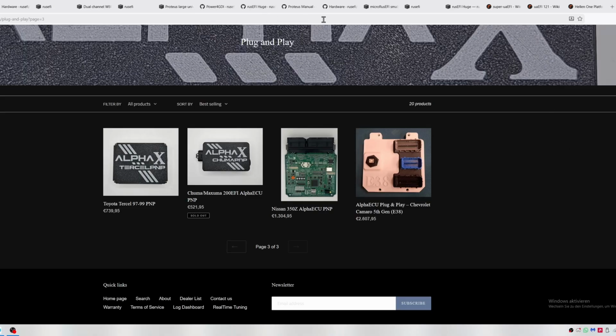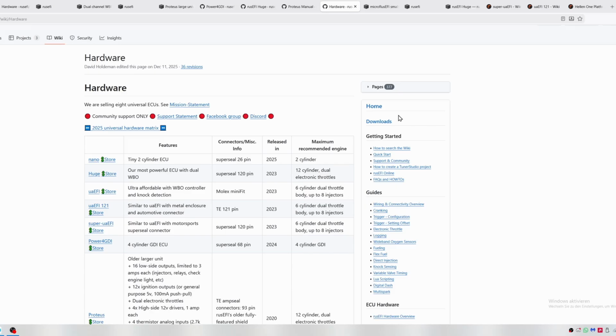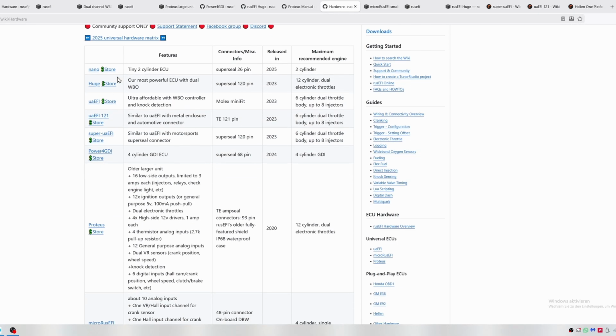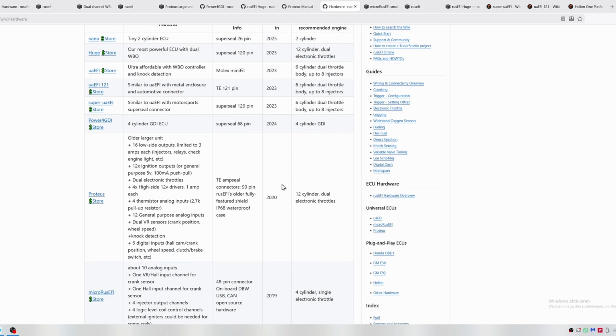Back to RUSEFI itself, and I want to have a look at the wiki, because the wiki is where you can find out what the actual differences are. As I said, here you have the UAEFI, the RUSEFI, etc. And the thing is, that's what I was talking about.